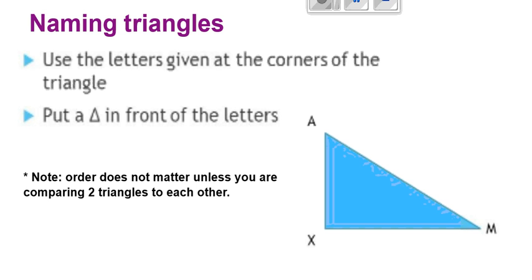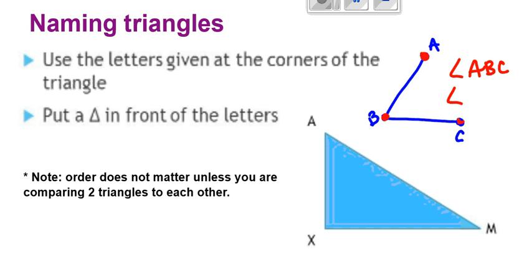All right, naming triangles, you simply use the letters at the corners of the given triangle. So when we were talking about angles in the last couple of units, the way we named the angle was actually really important. So if I had angle ABC, I could say angle ABC, or I could say angle CBA. But the important thing was when I was naming the angles that the vertex had to be in the middle position of the angle naming process.